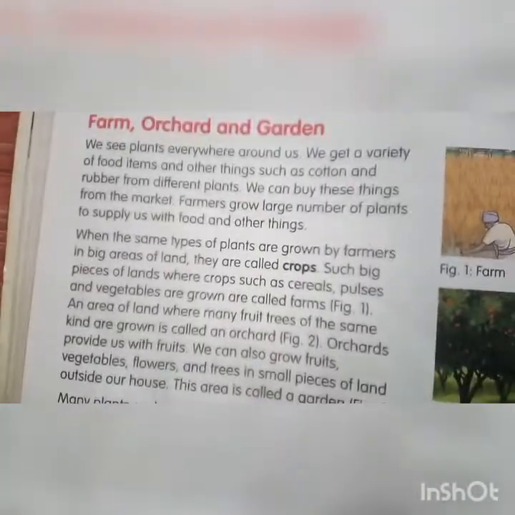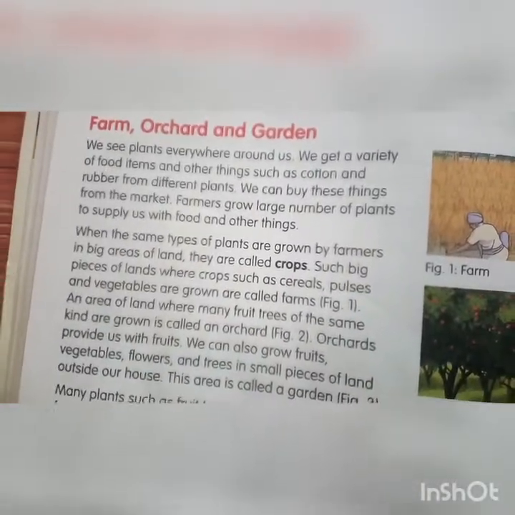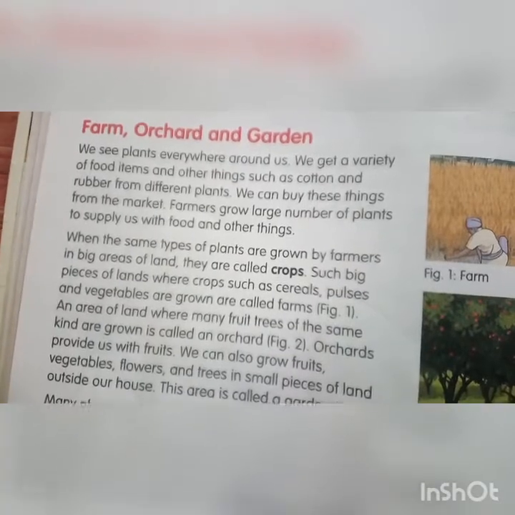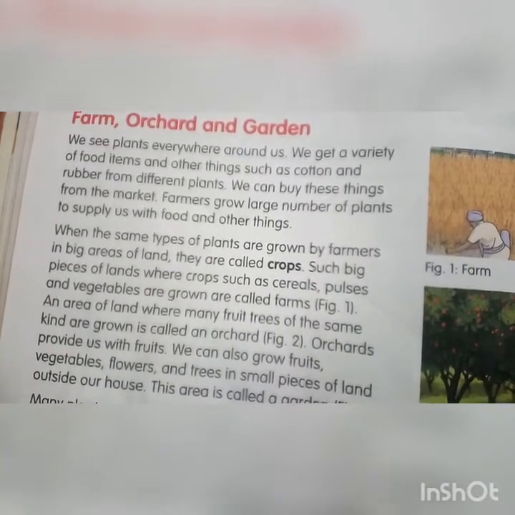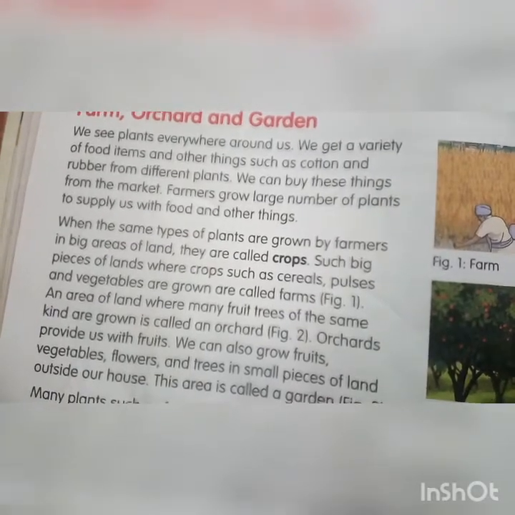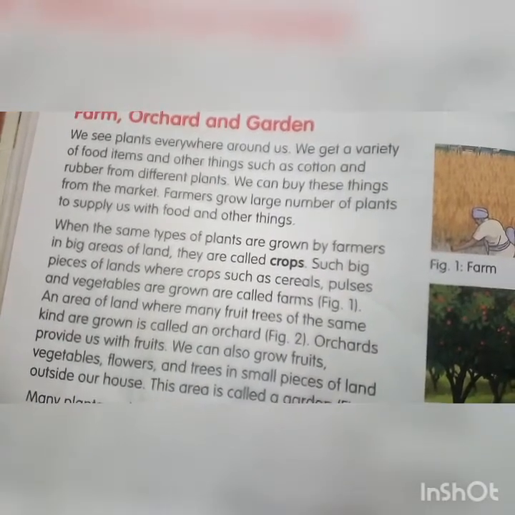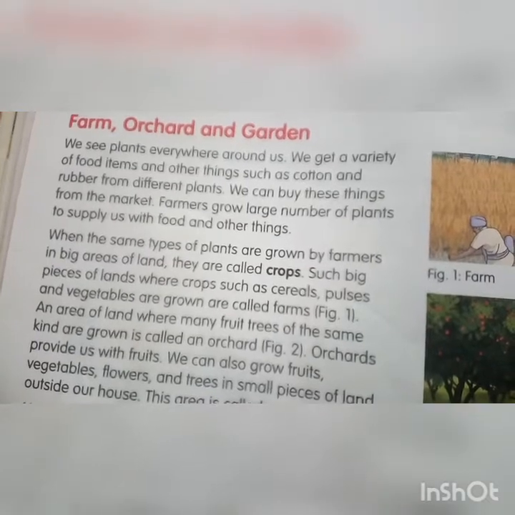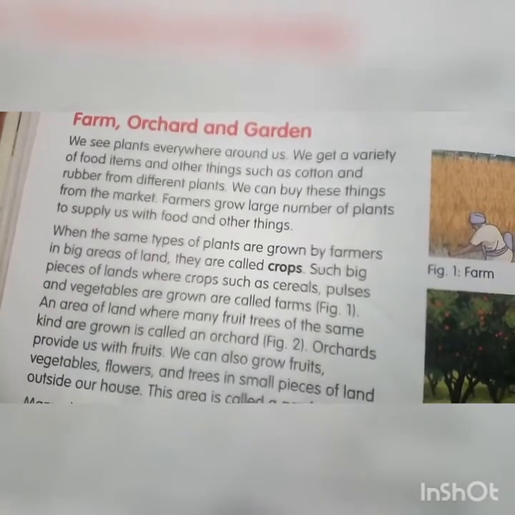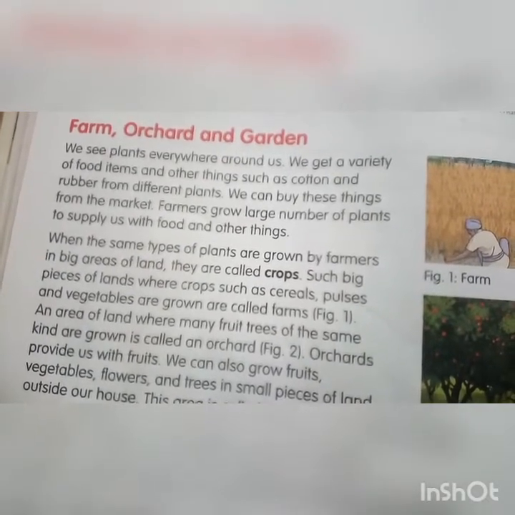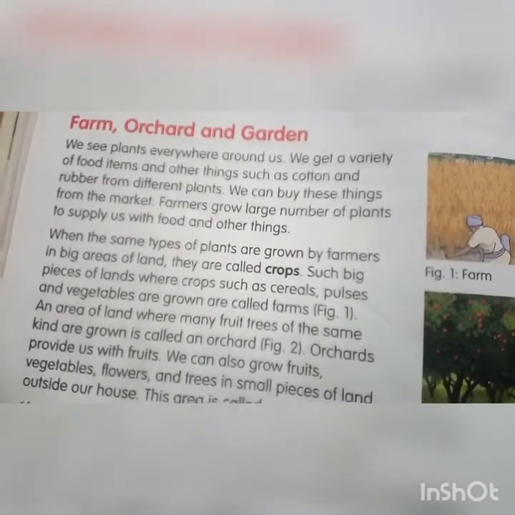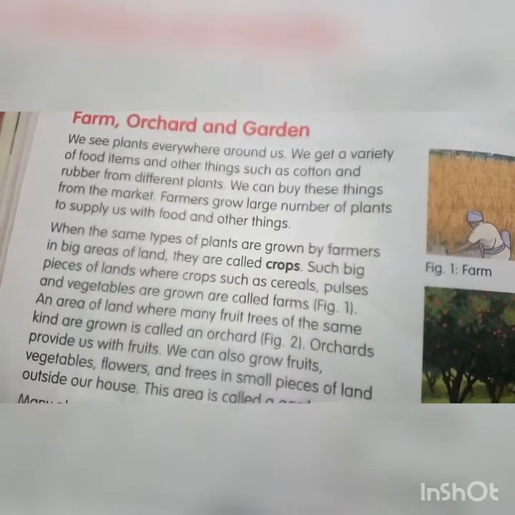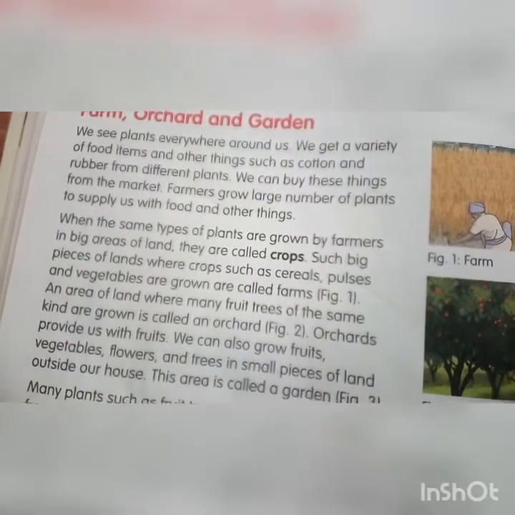So we see plants everywhere around us. We get a variety of food items and other things such as cotton and rubber from different plants. We can buy these things from the market. Farmers grow a large number of plants to supply us with food and other things. When the same types of plants are grown by farmers in big areas of land, they are called crops.